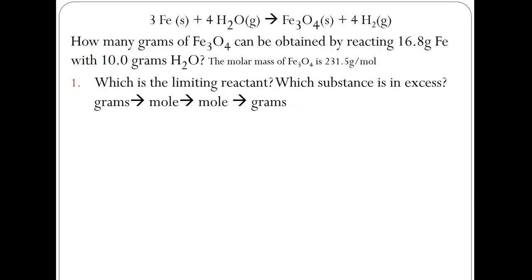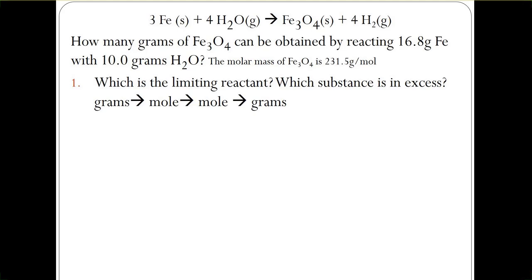Let's do an example. We have our balanced equation up there at the top. We have 3 moles of iron for every 4 moles of water, and those are my 2 reactants that can react, and I can make 2 products: an iron oxide and a hydrogen gas. The question says, how many grams of the iron oxide can be obtained by reacting 16.8 grams of iron with 10 grams of water?